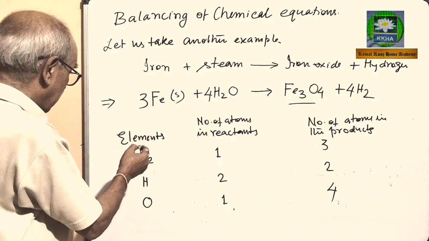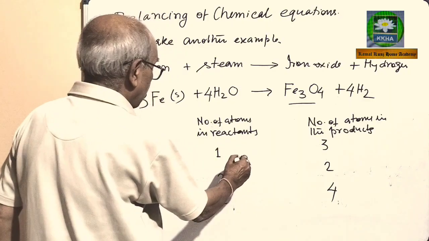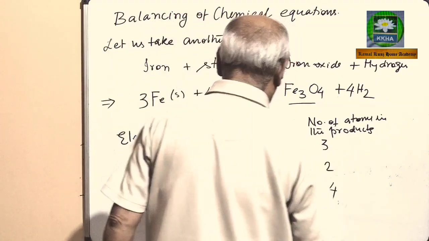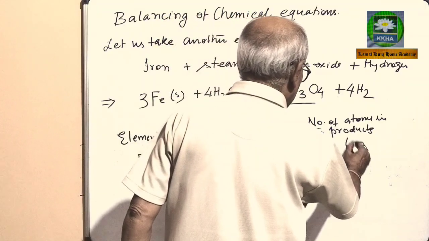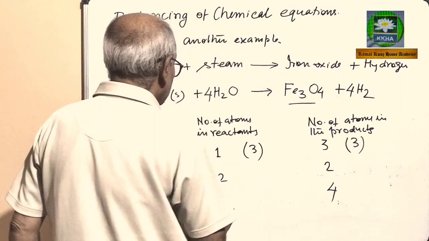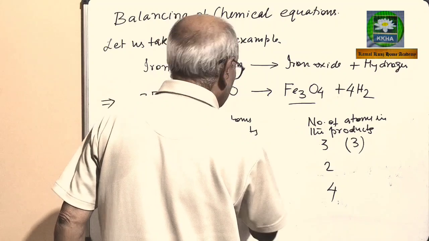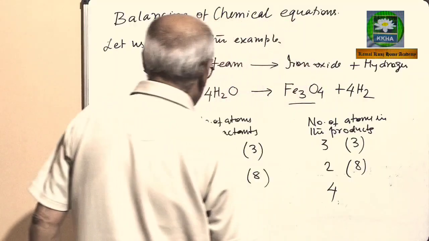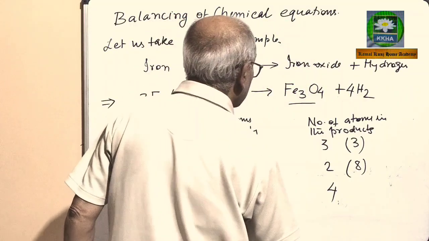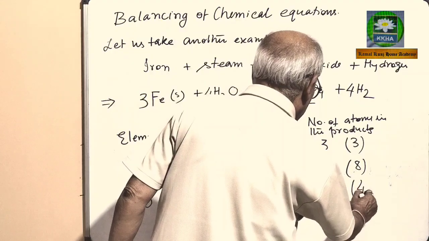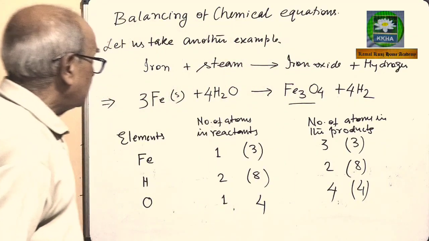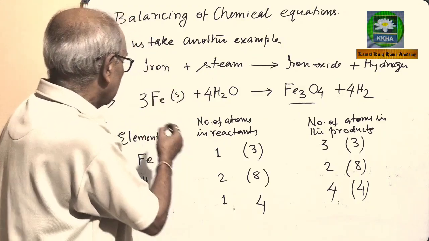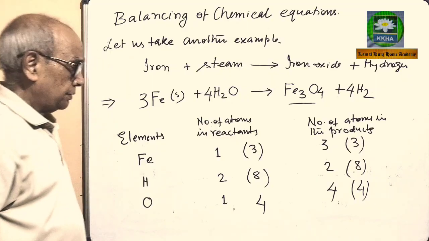Now we see that iron is here also 3. After balancing it is 3, here also 3. Hydrogen 8, here also 8. And oxygen 4, here also 4. Now since the number of atoms of each element before and after the reaction are the same, this is a balanced equation.